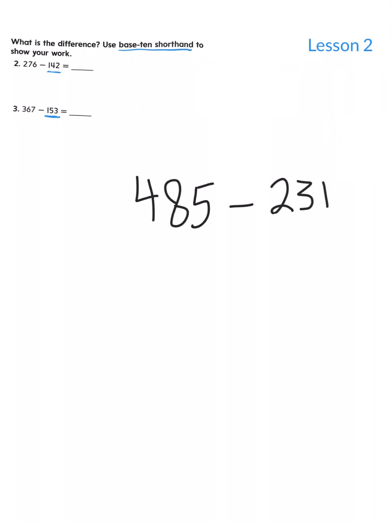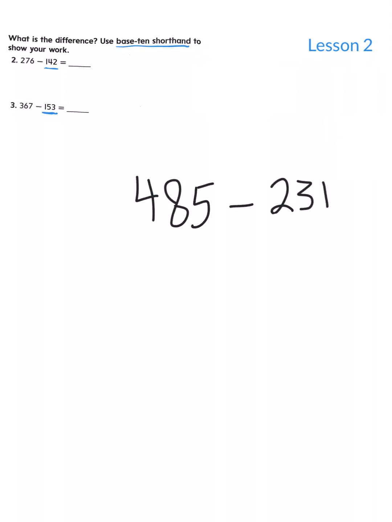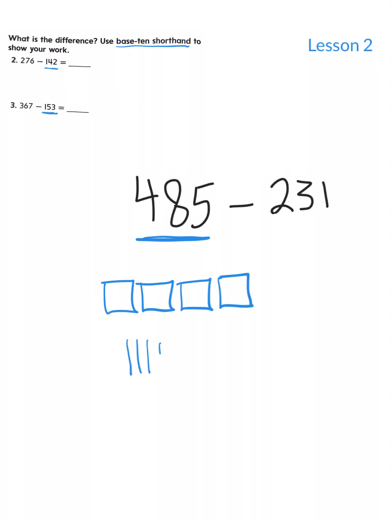So let me move this up here. I made up a similar problem, 485 minus 231. So base 10 shorthand, remember, just means we're doing a quick drawing of these numbers. So I'm going to start with the first number, 400. So here are my hundreds blocks. And again, if you have base 10 pieces, these are the big block that actually represents 100 little pieces. So there's my 400, and then I'll do a rod or a stick to represent the tens. So 1, 2, 3, 4, 5, 6, 7, 8 tens.